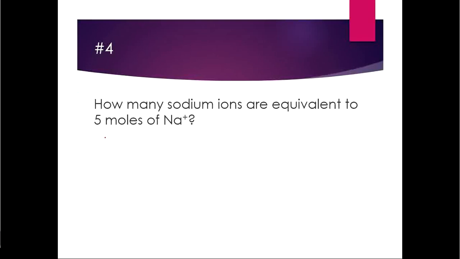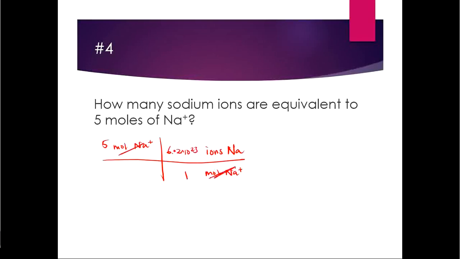So here we have 5 moles of Na+. We bring down mole of Na+. It wants to know ions of Na, right? And so we have 6.02 times 10 to the 23 ions is equal to 1 mole. Cancels out. Multiply across, get an answer of 3 times 10 to the 24 ions.